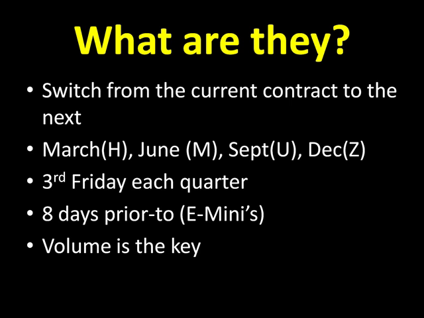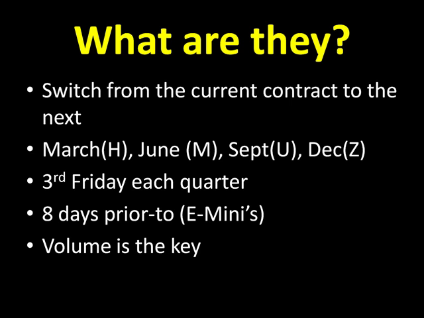Okay, the futures contract that we focus on here being the E-mini S&P or the symbol ES, it expires on the third Friday of the months of March, June, September, and December. And of course, those symbols are H for March, M for June, U for September, and Z for December. Now, of course, this is the third Friday of each quarter.